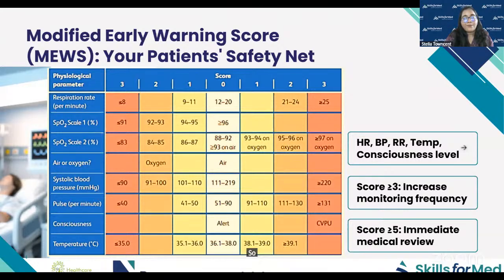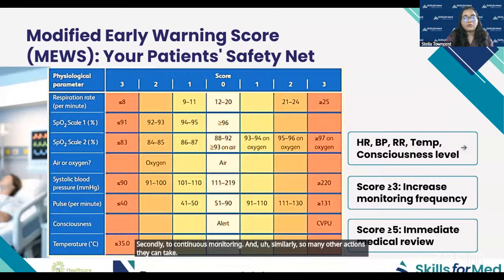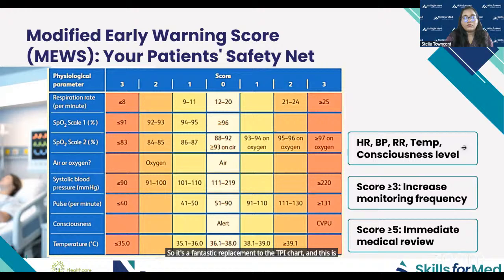Any score more than 5, an immediate medical review has to be taken. Another thing it does is it empowers the nurses to take decisions on their own. If the score goes above a certain level, the nurses can change their monitoring from second hourly to continuous monitoring, and similarly, they can take many other actions. So it's a fantastic replacement to the TPR chart, and this has made a lot of difference in recognizing the subtle signs of cardiac arrest. Next slide.